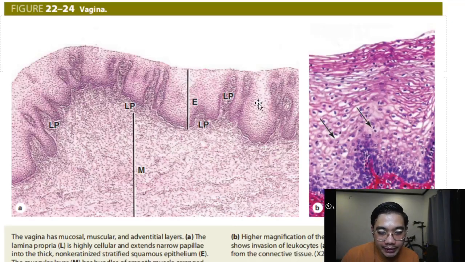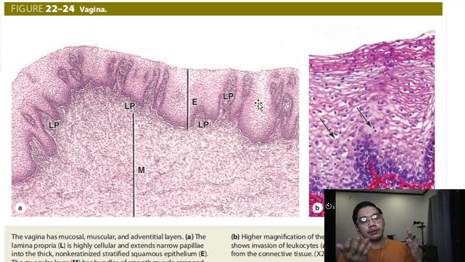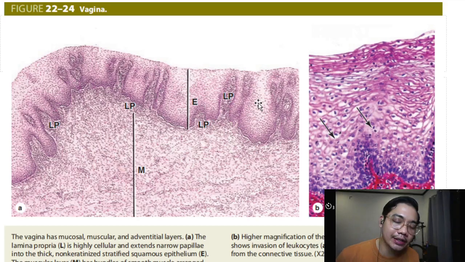So this is a vagina. The vagina is nothing but a tube, no? It is lined by stratified squamous, non-keratinizing. God knows what will happen if it were keratinizing, no? If it were keratinizing, it would become very rough, no? So it's not nice, no?